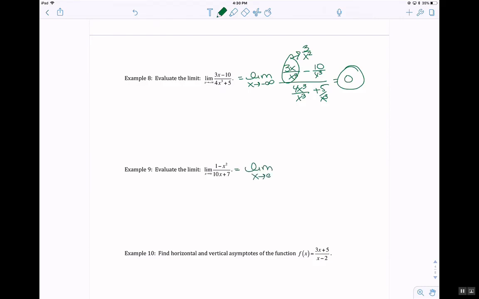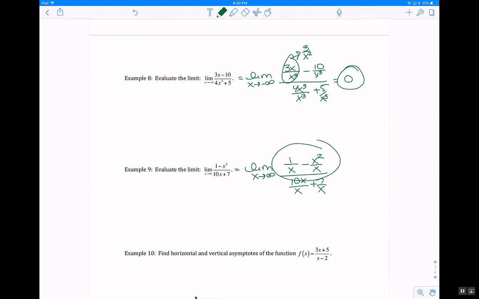Take this one, the limit as x approaches infinity. 1 over x minus x squared over x, divided by 10x over x plus 7 over x. And what you're actually going to be left with in the numerator is 1 over x minus x, and as x approaches positive infinity, this is going to approach positive infinity.